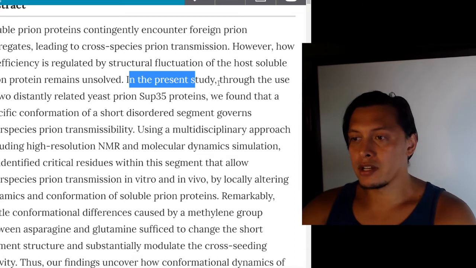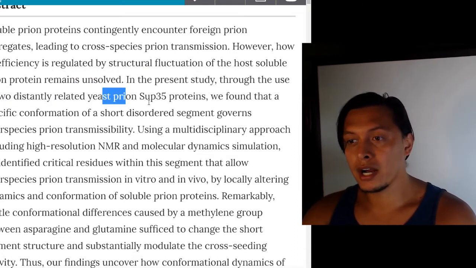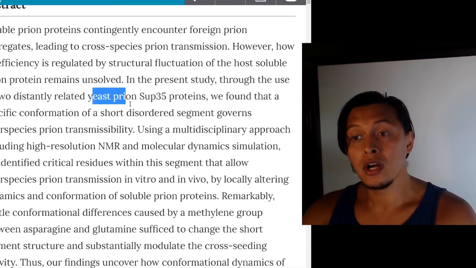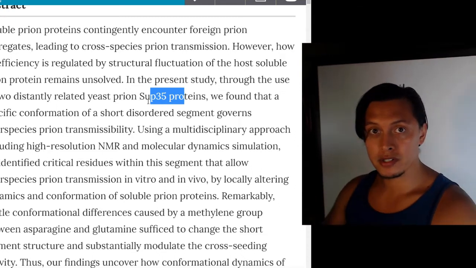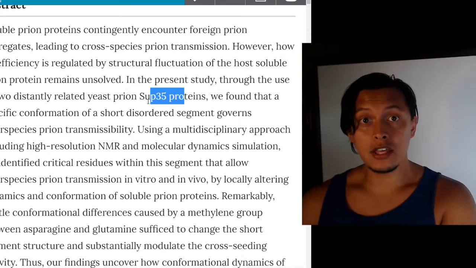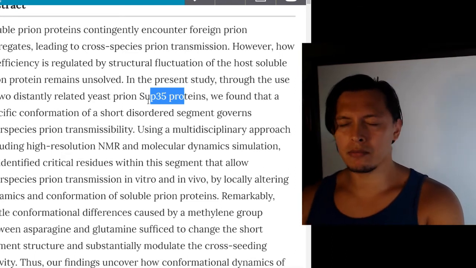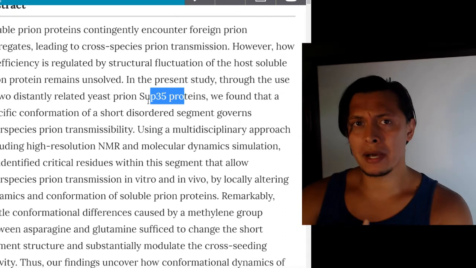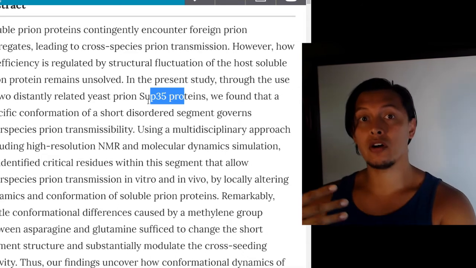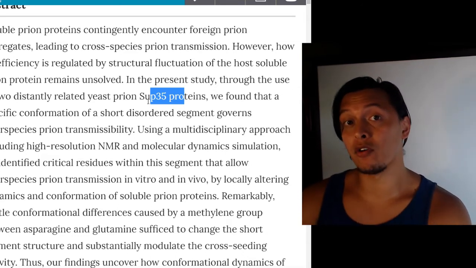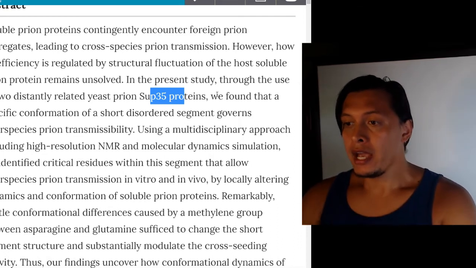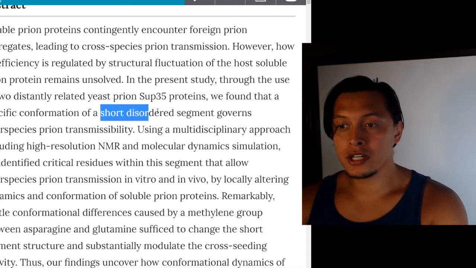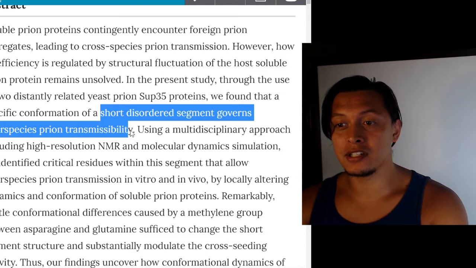Anyways, in the present study, through the use of two distantly related yeast prion SUP35 proteins. Remember, these are proteins that could very easily turn into prion diseases. These proteins can be seen all over eukaryotes, and I would assume some bacteria might also produce similar proteins. However, these yeast proteins, which are eukaryotes, are producing proteins that can theoretically form aggregates as well. They took two distantly related yeast proteins, and found that a specific conformation of a short disordered segment governs interspecies prion transmissibility.